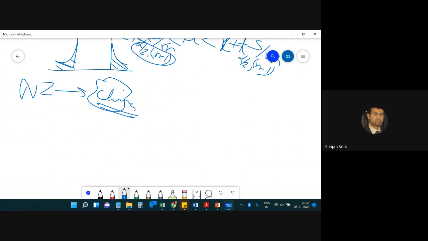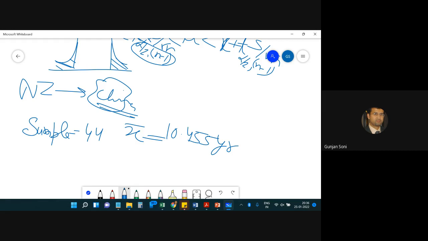So they take a sample of 44 companies, and they find the mean x bar, the years of trading in China, which comes to 10.455 years. And we assume that the population standard deviation is also known, which is 7.7 years.